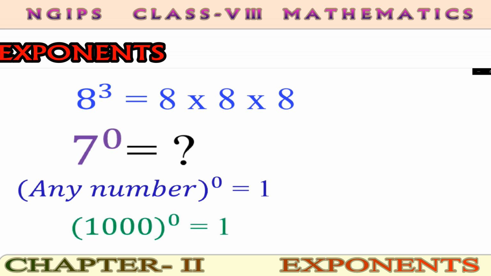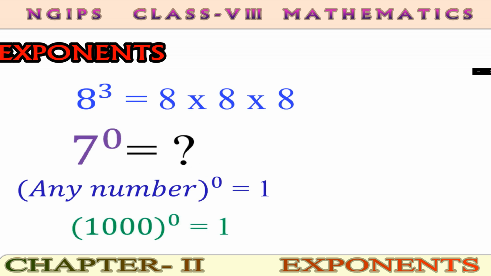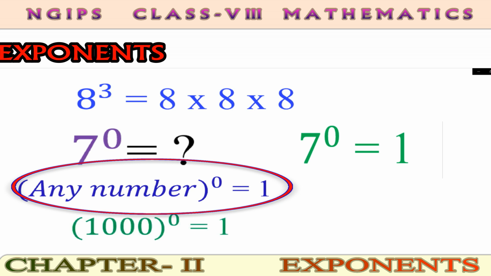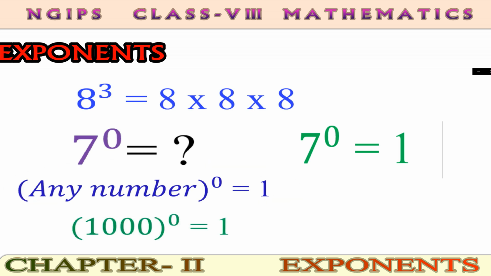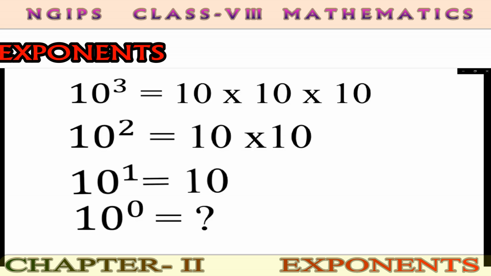What will 7 raised to 0 be equal to? How do we write the product of a number 0 times? So if this cannot be written as a product, does it mean that it's equal to 0? No, the answer is 1. 7 raised to 0 equals 1. Actually, any number raised to 0 always equals 1, even 100 raised to 0 equals 1. Surprised? Well, this was an interesting fact about exponents, but what's even more interesting is the logic behind it.